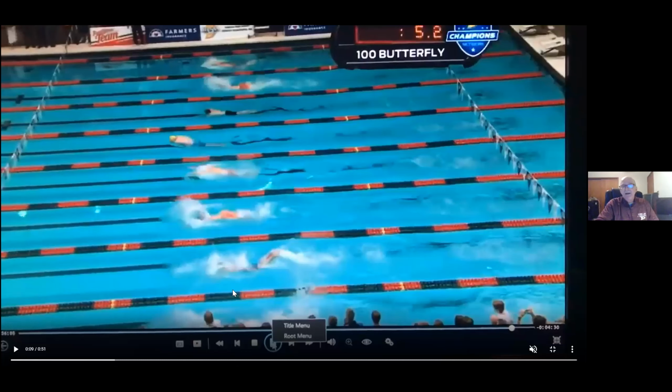So our race plan here was to take 9 kicks off the start, and we figured that would get us somewhere around the 13, 14 meter mark, and then to take 10 kicks off each wall. Again, to try to be close to that 15 meter and take advantage of that faster time there.